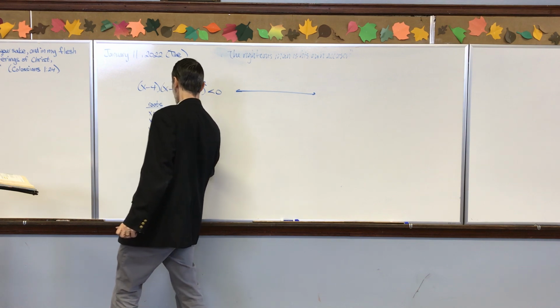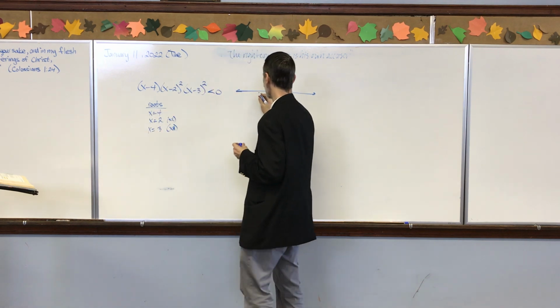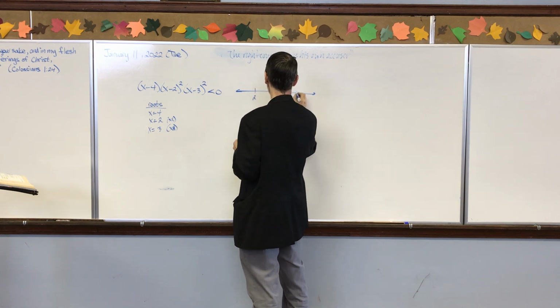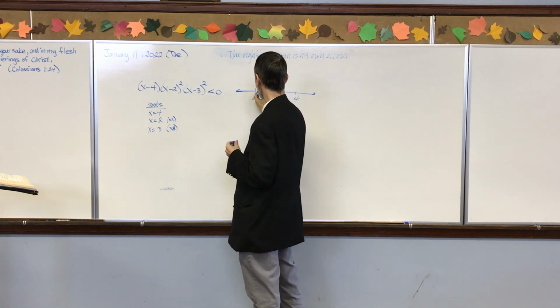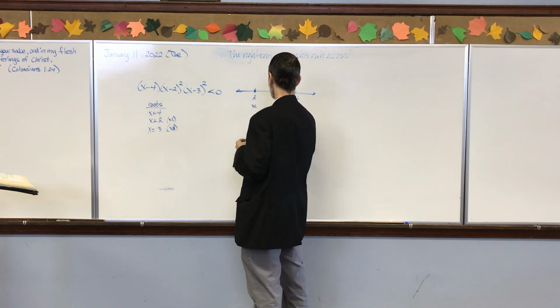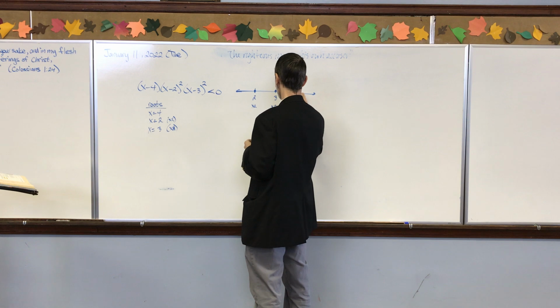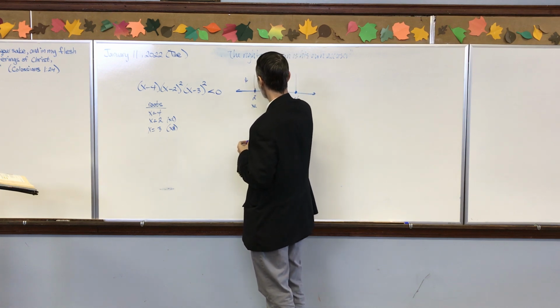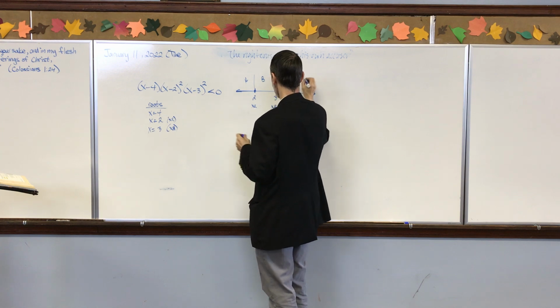Whoops. So it should look like this. So double root at 2, double root at 3, single root at 4. And here are the regions. Let's get region A, B, C, D.